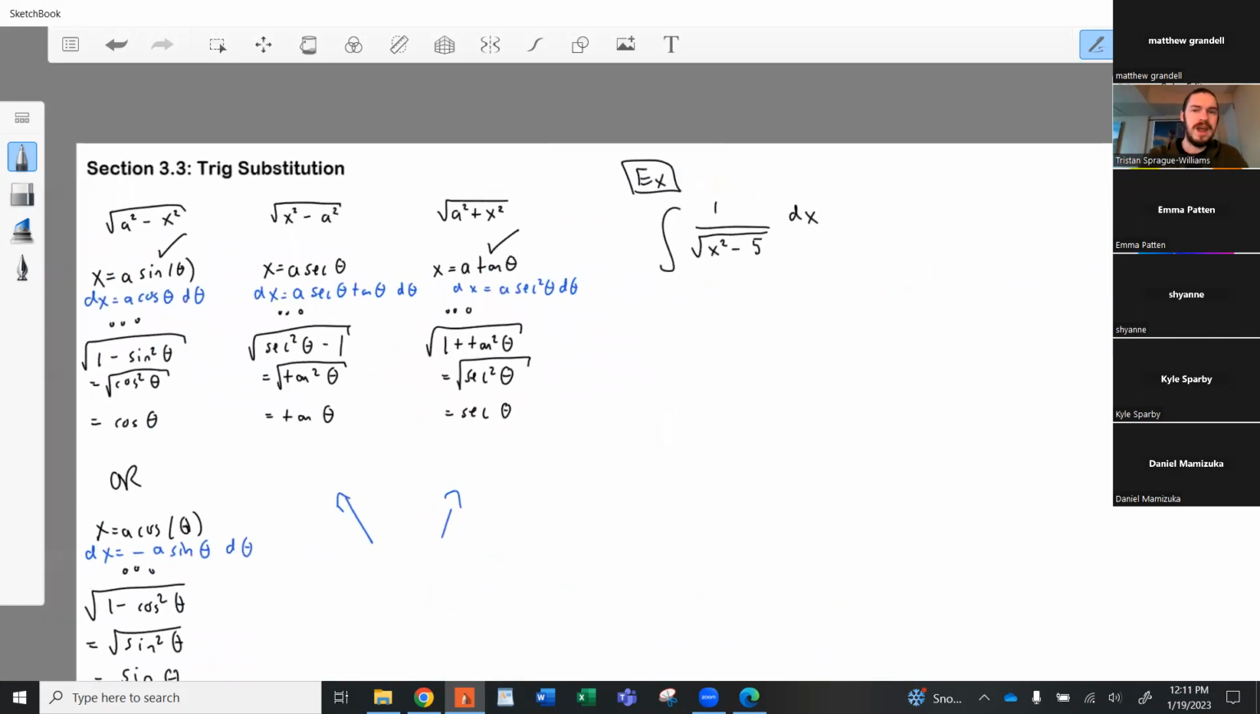All right, so there we go. So now we've got this example over here, 1 over the square root of x squared minus 5. So it involves this expression. So what we're going to want to use here is x equals a times secant theta. Now, what is a going to be?